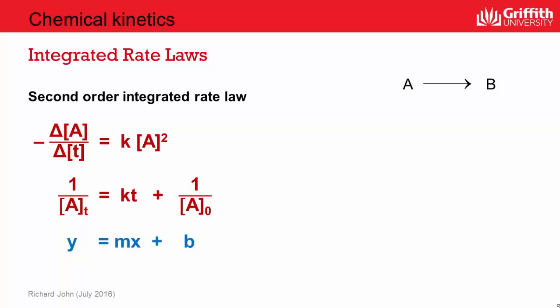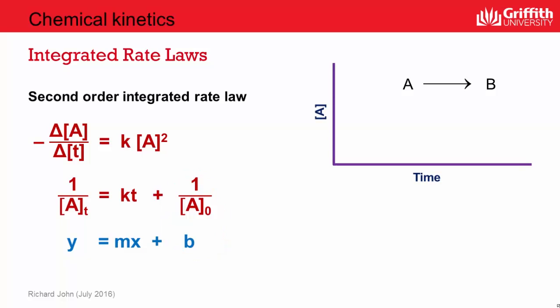Like the first order rate equation, the second order rate equation also has the form of a straight line equation where the 1 over At term is equivalent to the y variable, time again is equivalent to the x variable, the value of the rate constant k is equal to the slope, and 1 over the starting concentration of the reactant A is equal to the y-intercept.